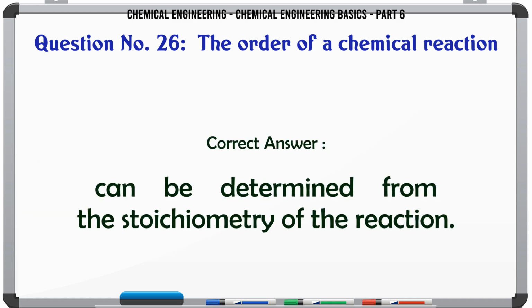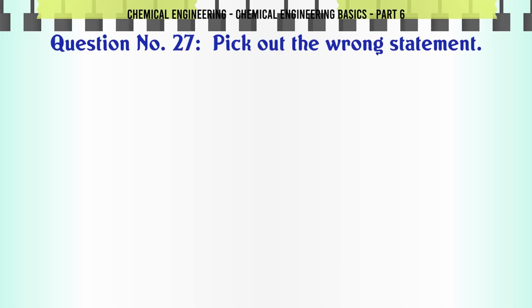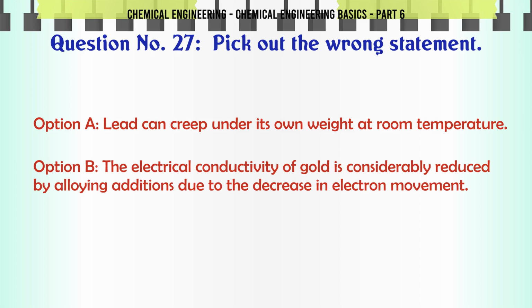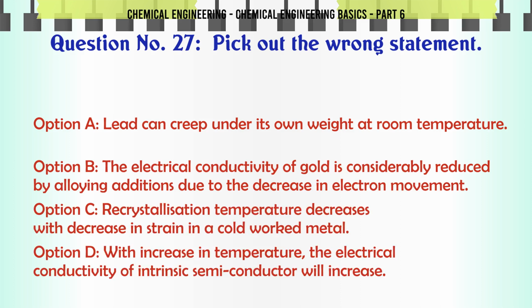The correct answer can be determined from the stoichiometry of the reaction. Pick out the wrong statement. A. Lead can creep under its own weight at room temperature. B. The electrical conductivity of gold is considerably reduced by alloying additions due to the decrease in electron movement. C. Recrystallization temperature decreases with decrease in strain in a cold worked metal. D. With increase in temperature the electrical conductivity of an intrinsic semiconductor will increase.